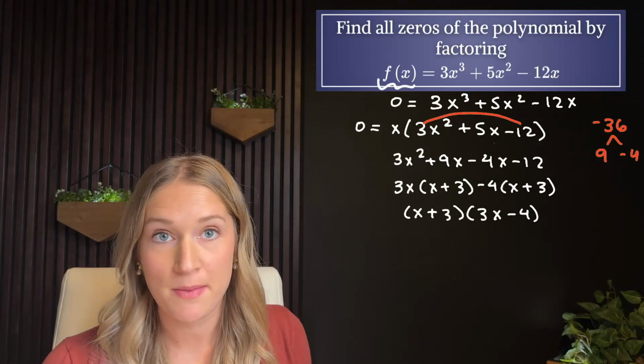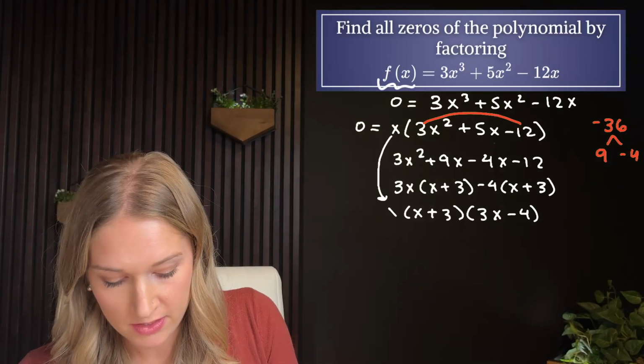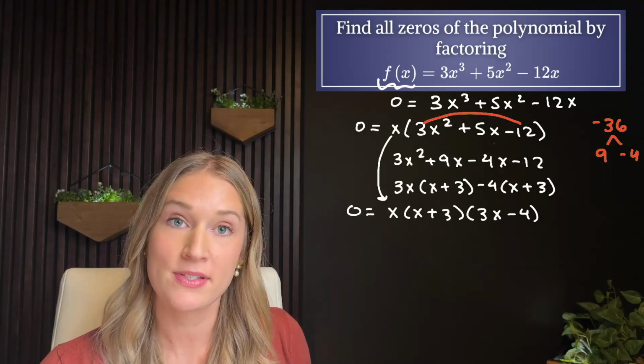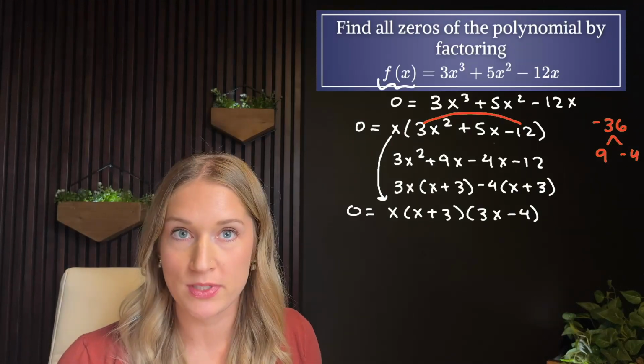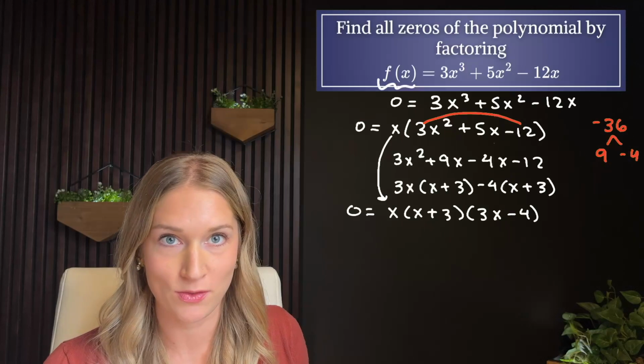So I factored that quadratic that was in the parentheses. I still have the x on the front, so I bring that down, and then it all equals 0. And now I use the zero factor property again to set each of the factors equal to 0 to see what x values make this whole equation 0 out.